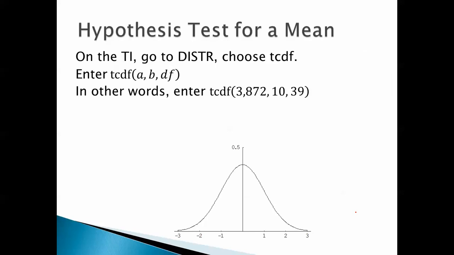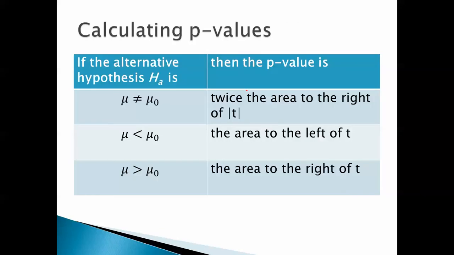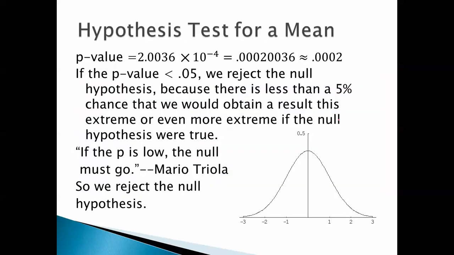That probability you can find on the TI. Go to DISTR, choose tcdf. That's a, b, df. a is the left endpoint, which is 3.872. That should be a point and not a comma. Sorry about that. Then 10 is the right endpoint, and then 39 is the degrees of freedom. And when we enter that, again, this should be a decimal point, we get 2.0036 times 10 to the negative 4. So the p-value is 2.0036 times 10 to the negative 4. Because again, our p-value is the area to the right of t, so we don't multiply it by 2 as we did in the two-sided test. Okay, so that's our p-value.